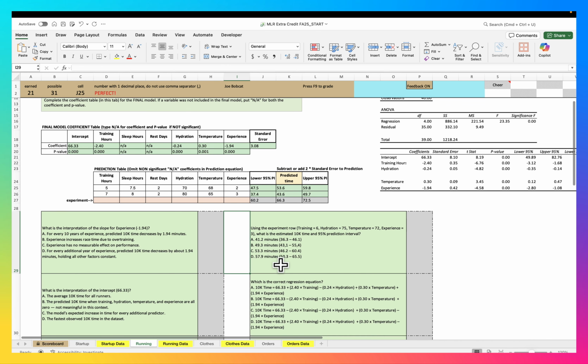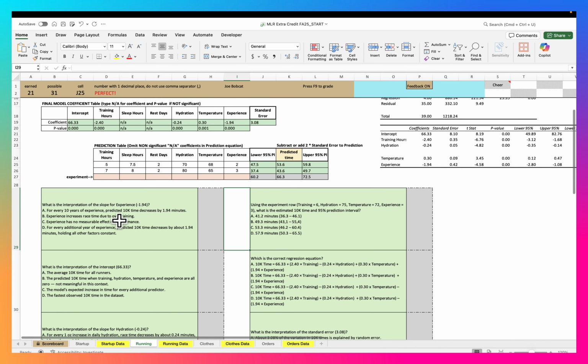And we are good to go. Notice again, 66.3 is the intercept value. In other words, when all the predictors are 0, you'd be left with 66.3, which is kind of meaningless, but that's the way it works. All right, what's the interpretation of the slope for experience?